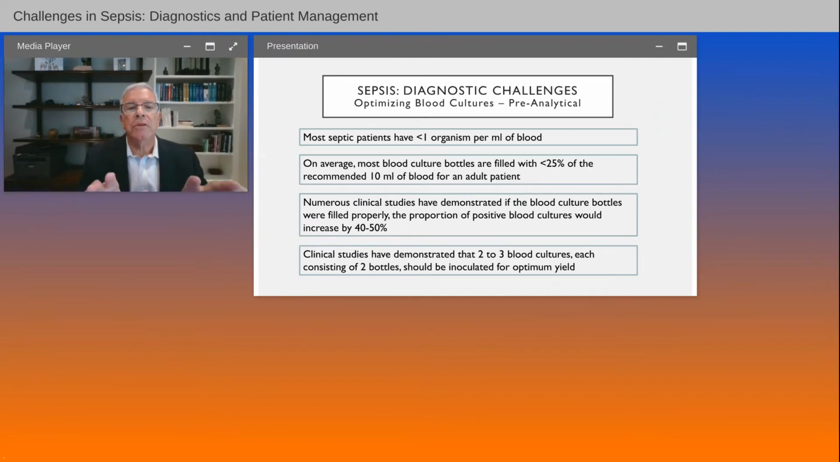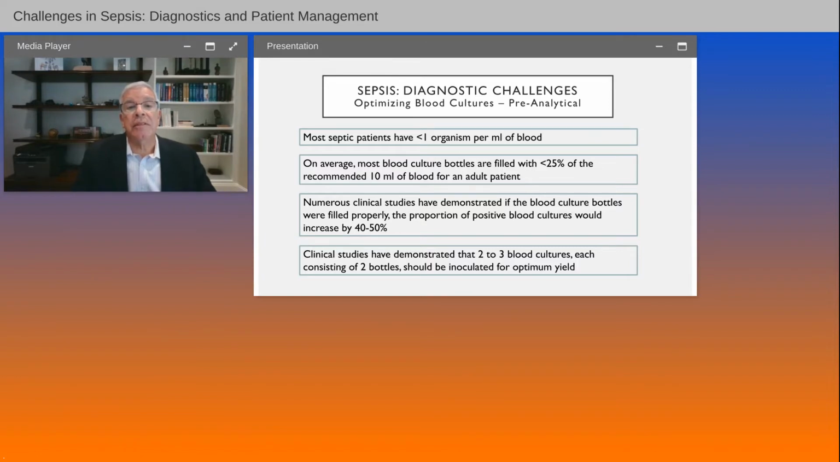Now, what I'd like to do is look at some pre-analytical concepts and put all this in perspective. So let's start off with a few important points. Most septic patients have less than one organism per milliliter of blood. And I'll say that again, most septic patients have less than one organism per milliliter of blood. On average, most blood culture bottles are filled with less than 25% of the recommended 10 mLs per bottle. So most bottles are underfilled.